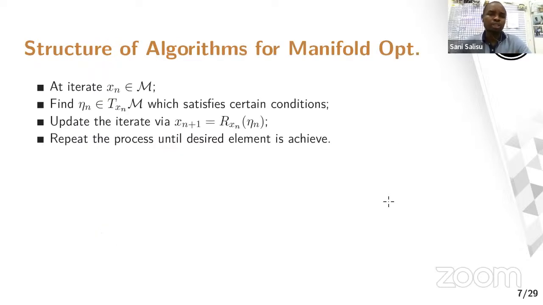Okay, this is the general structure now. You have an iterate, let's say x_n, x_n in M, that is for a particular n, you have a point in the manifold. Then you need to locate a tangent direction on the tangent space here. Once you have the direction, then you can update it by this x_{n+1}. And this is how it is updated. This is a way to represent the general optimization algorithm, repeating the process until the desired element is achieved.